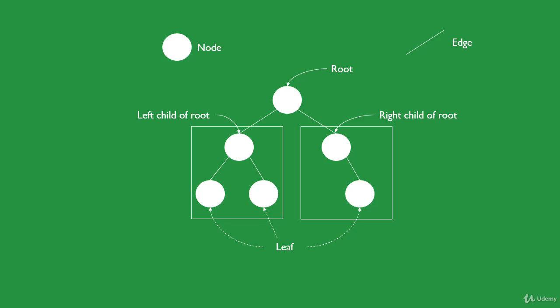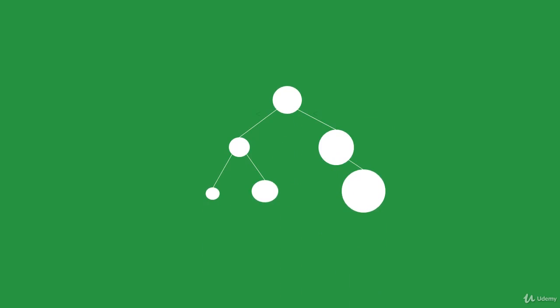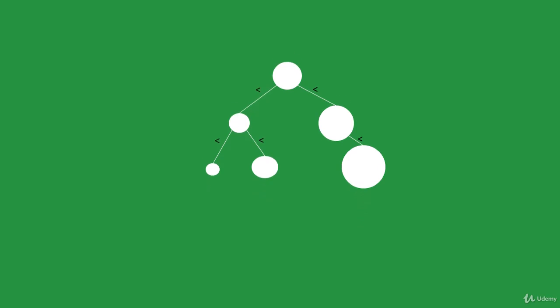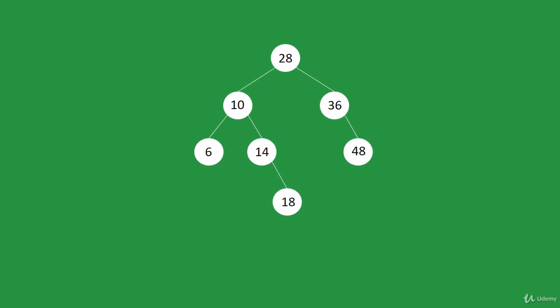Another important thing about binary search trees is that in the left subtree of every node are smaller elements, and in the right subtree of every node are bigger elements. So, for example, a binary search tree can look like this. As you can see, in the left subtree of the root, every number is smaller than 28. And in the right subtree, every number is bigger.